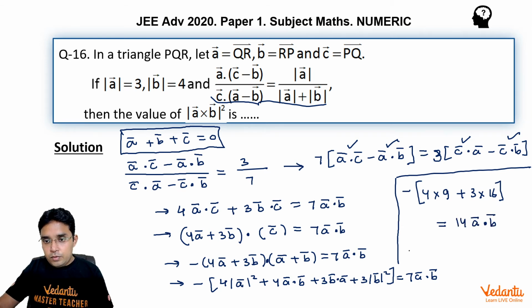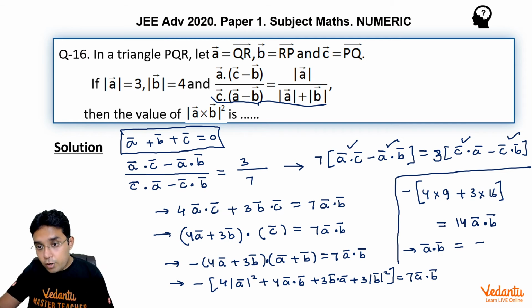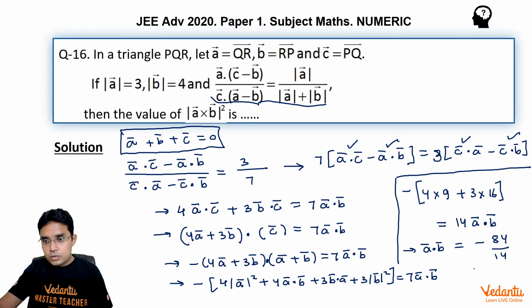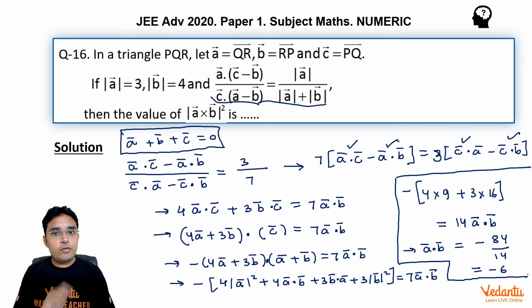So here we get A dot B to be equal to, I think this 36 plus 48, sorry 36 plus 48 will be 84, so minus 84 upon 14. So this A dot B comes out to be minus 6. So we have found A dot B. Let us see how to find (A cross B) whole square from this.